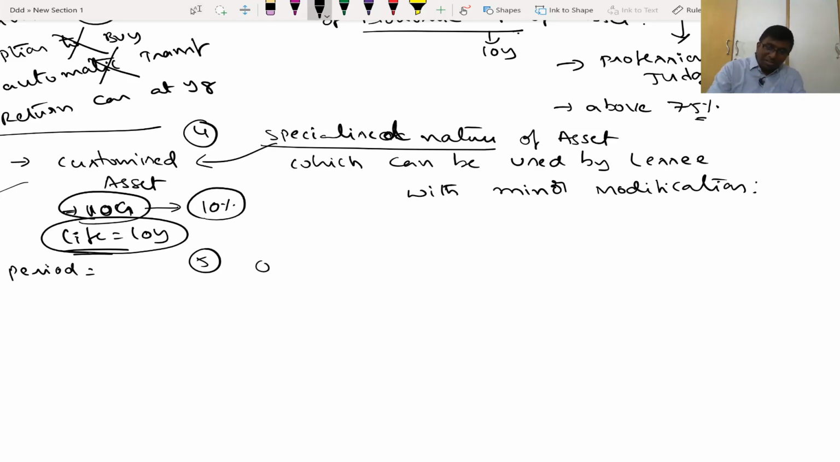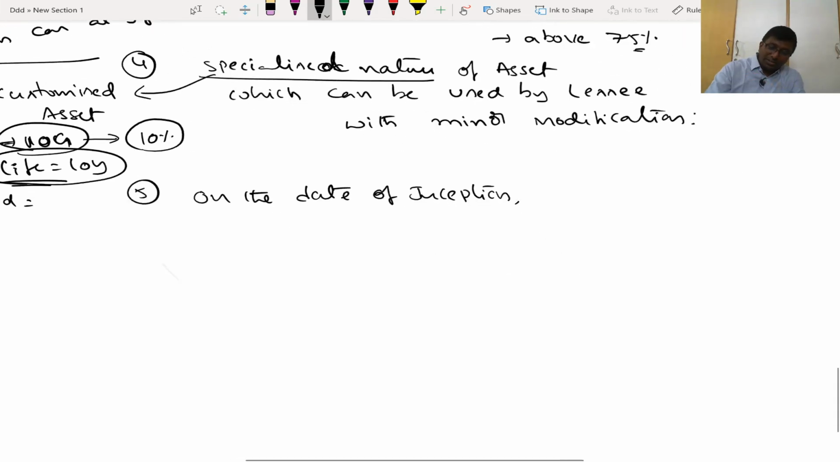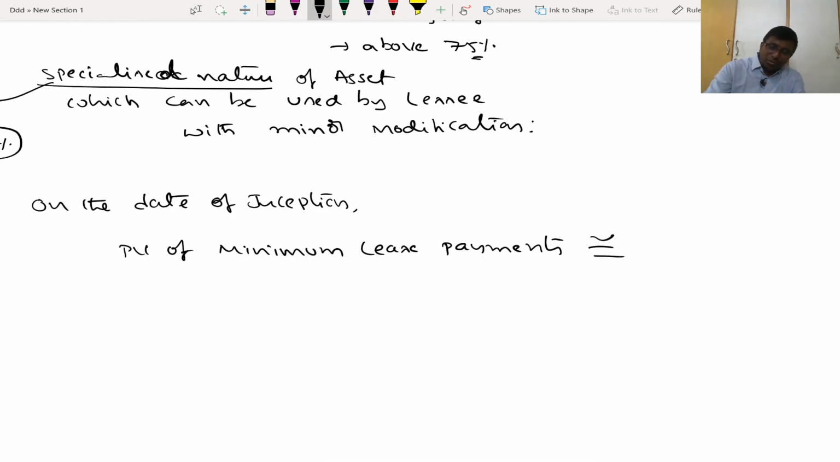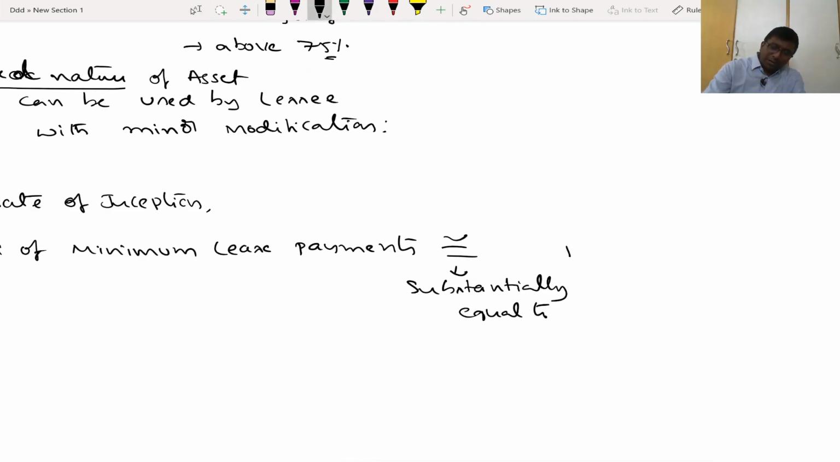Fifth one, this is a very important one. At the inception date, on the date of inception, the present value of minimum lease payments is substantially equal to the fair value of the asset. Substantially equal to, almost very near to the fair value of the asset.